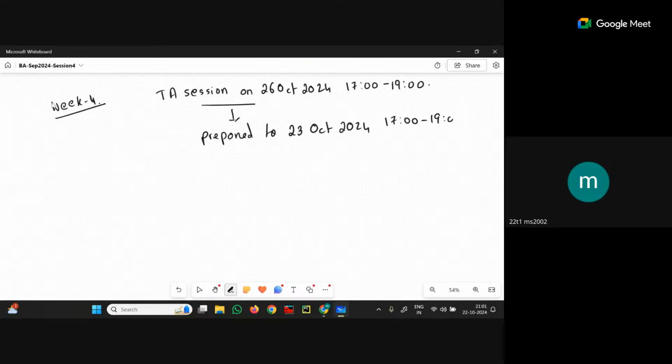This is being done for two reasons. The first one, since our quiz is on the 27th, a revision session on the 23rd might help you better. So we have preponed it. And also to give our TAs the benefit to prepare for the quiz on 27th for their respective courses, right? So please note this. The TA session has been preponed to tomorrow.